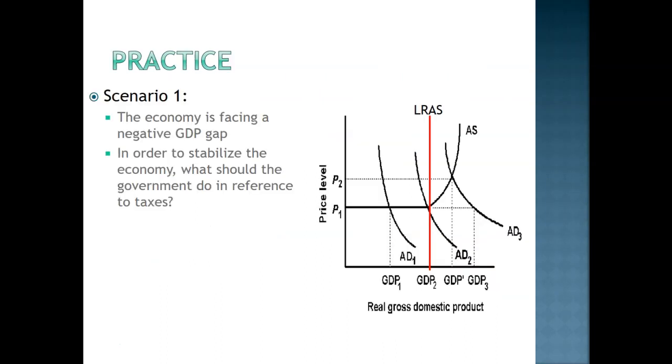So practice, let's kind of go through this. The economy is facing a negative GDP gap. Okay, so we'll be at 81 or 83 if we had a negative gap. We'll be at 81. What should the government do in reference to taxes? Increase taxes or decrease taxes? We're being generic. We're not going to talk about business versus personal, just generic taxes. Increase or decrease? What do you think?